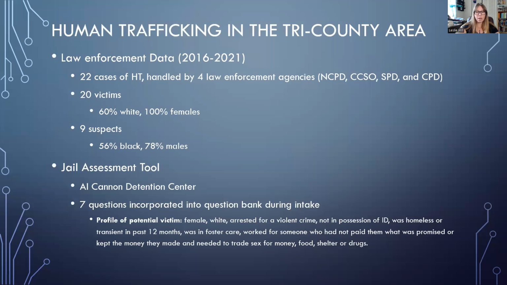we've developed a profile, and what we see is that the common profile is a white female arrested for a violent crime. She was not in possession of her ID. She was homeless or transient in the past 12 months. She was in foster care. She has worked for someone who has not paid her what they owed her, and she has needed to trade sex for money, shelter, food, or drugs.